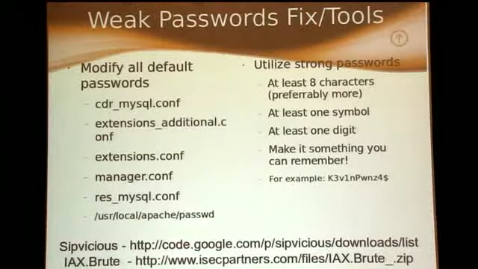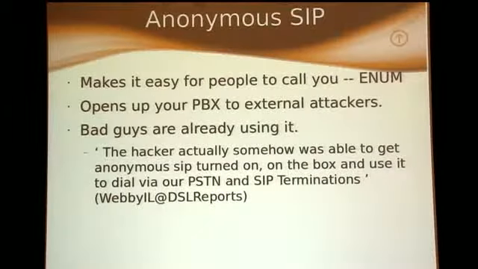Okay. So when you're talking about weak passwords, the fixes for it, of course, the first thing you need to do is to modify every default password that comes on the system. And there's amazingly a lot of default passwords that you wouldn't necessarily think of. There's default passwords in AGI scripts, the different configuration files. You need to make sure that you're always using strong passwords. At least 8 characters. A lot of people have gone to using 12, and that's really good. 1 symbol is generally a good minimum, at least 1 digit. And make it something that you can remember. I put it here in the slides. Of course, there's where you can get SIPVicious from, and Xbrute, which is actually Windows-based. Normally, I don't use Windows-based things, but that one there has been fairly good.